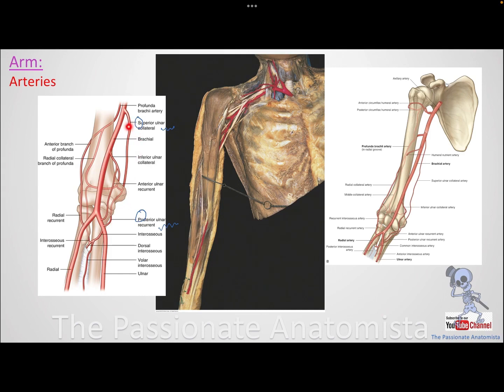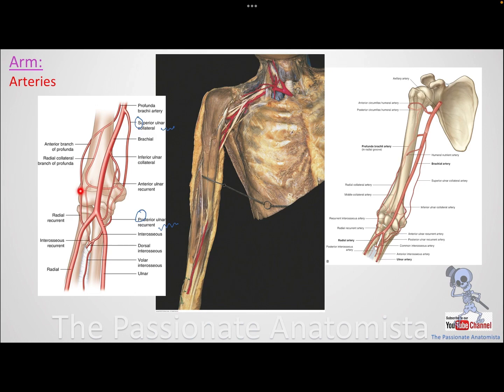Now, from the brachial, you have superior and inferior. From the ulna, you have anterior and posterior. The posterior S and superior S, they will be together. And the opposite is true. The inferior ulnar collateral will be with the anterior ulnar recurrent.